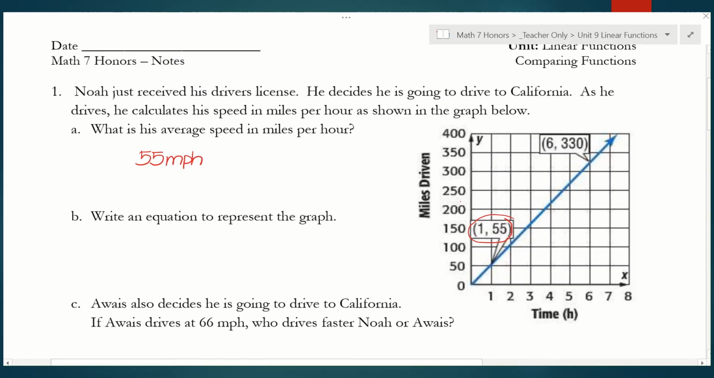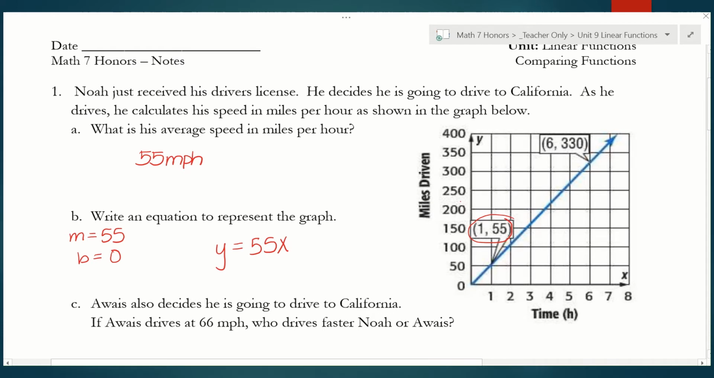Write an equation to represent the graph. Since I already know the slope, the only other thing I need is the y-intercept. Because we've already said it's proportional, we know it goes to the origin, so the y-intercept is 0. And so the equation would just be y equals 55x.